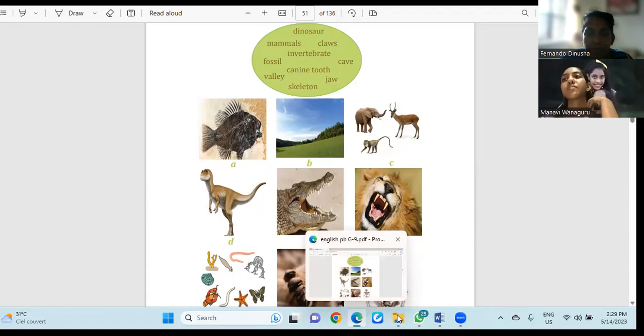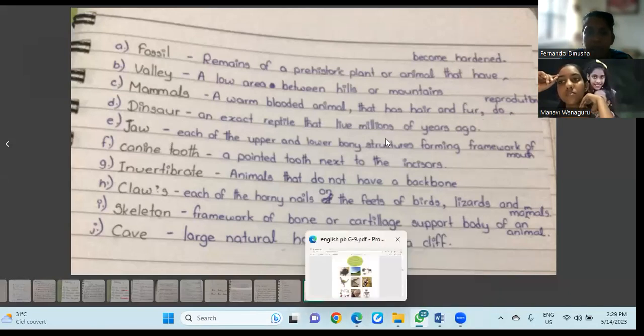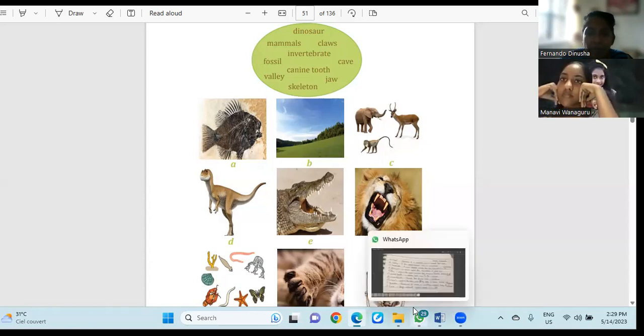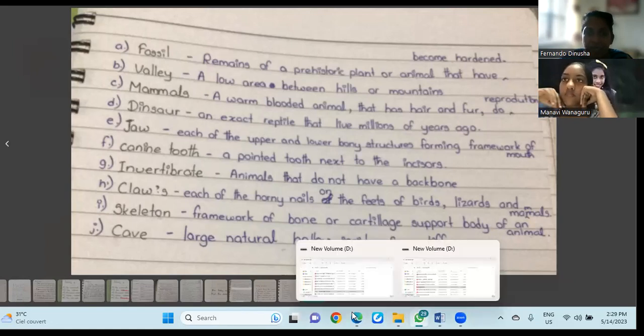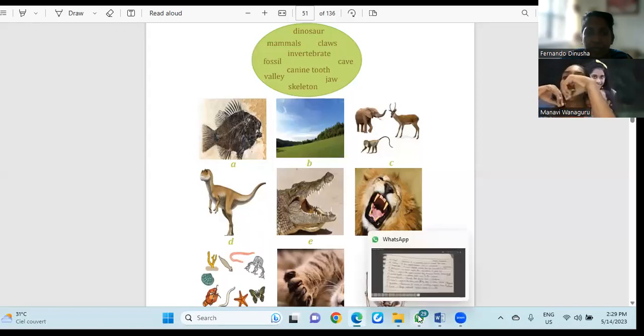Yes, teacher. Then the third one, mammals: warm-blooded animals that have hair and fur and reproduce. Now look at mammals. They reproduce and they have some fur on their body, right? The characteristics are there with the name. Then the fourth one, dinosaur: an extinct reptile that lived millions of years ago. It's really easy and you know about this animal.